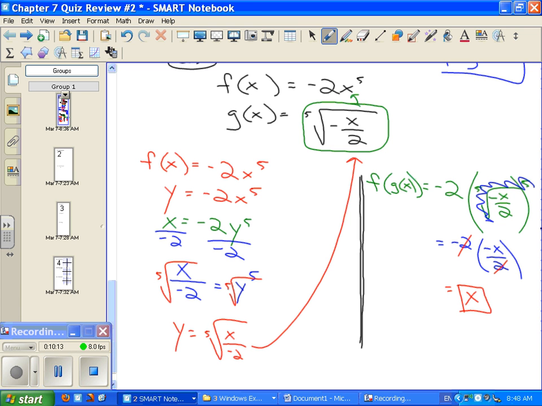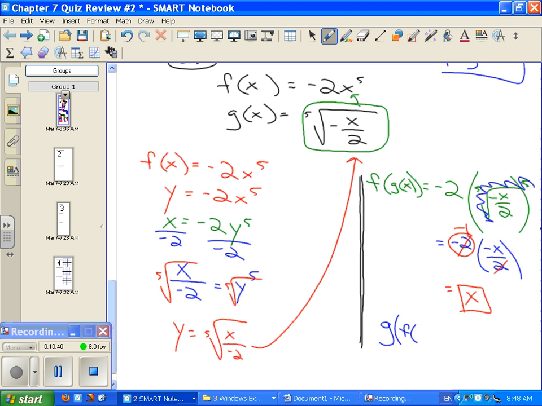Wait, why does that negative stay there? This, I just canceled because I canceled the 2 with the negative 2, so what was I left with here? Negative 1. And a negative 1 times a negative x is a positive x. Got it? Okay, we could have gone in the other order.